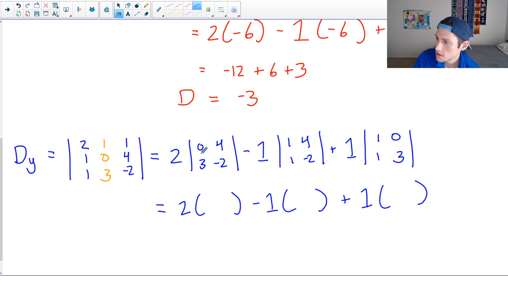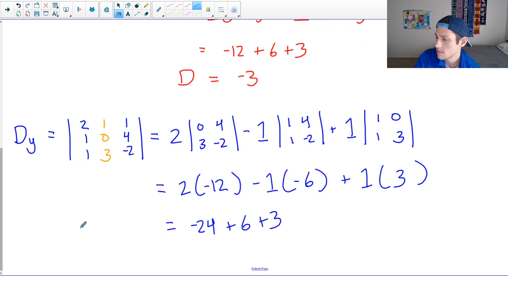Okay, so let's just figure out what these are. So this would be 0 minus 12, so negative 12. Negative 2 minus 4, negative 6. 3 minus 0 would be 3. So negative 24 plus 6 plus 3, which would be negative 15.